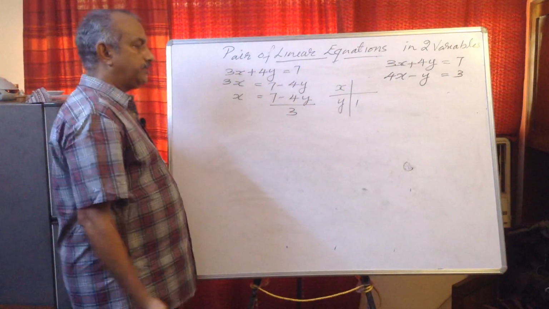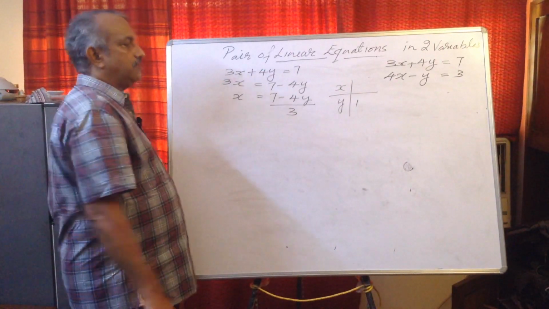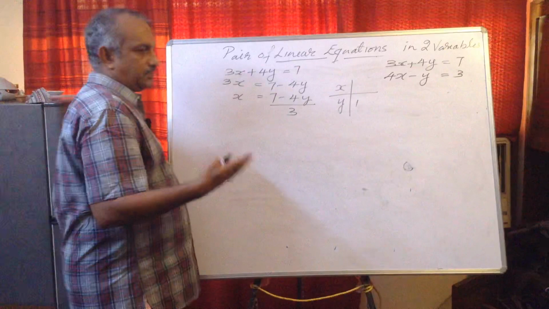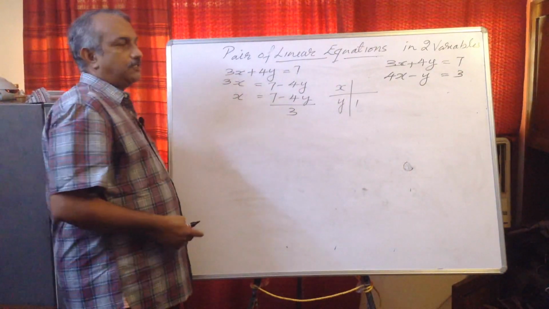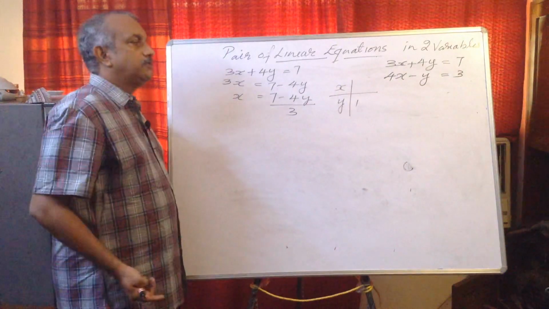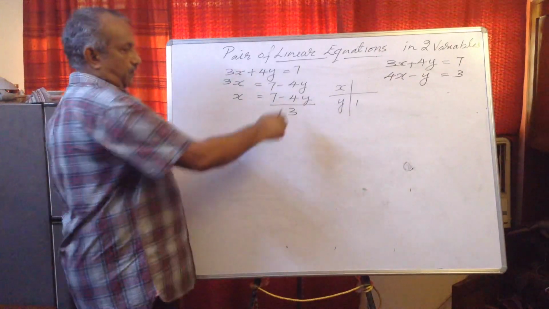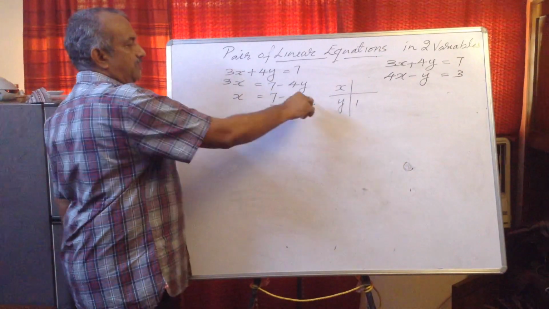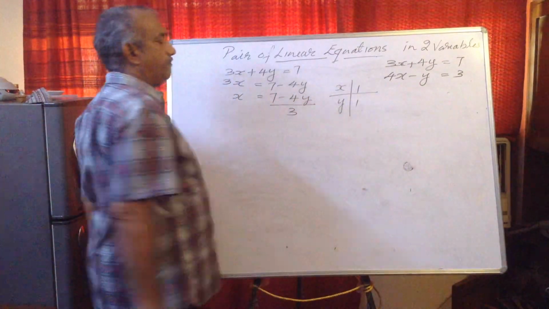Trial and error method you can use, or you can do a mental calculation and find out in which case you will get correct answer. Means you will get answer without fraction. If you put any value, you will get correct answer only. But if it is integers, then it is easy to plot the points on the graph sheet. So when y is equal to 1, 7 minus 4 upon 3, 3 upon 3, I am writing directly 1.